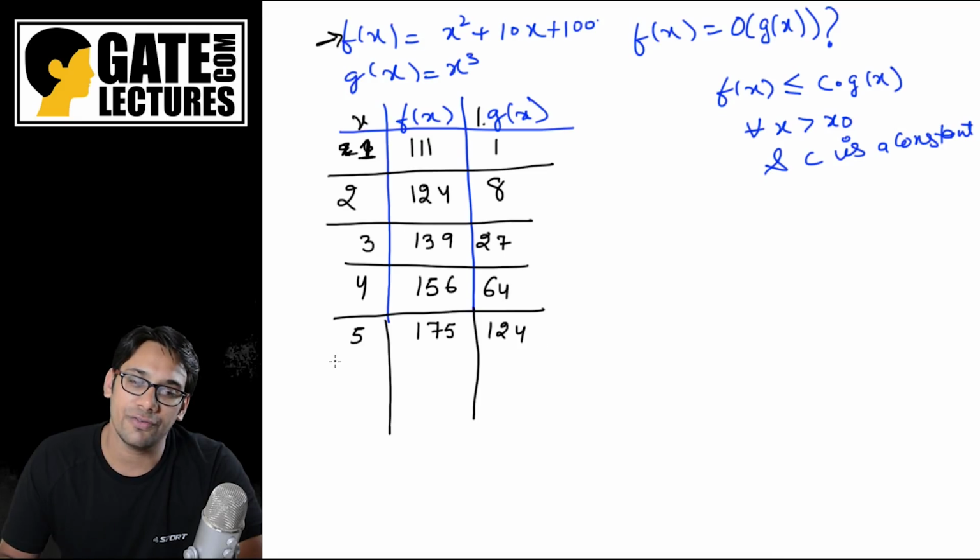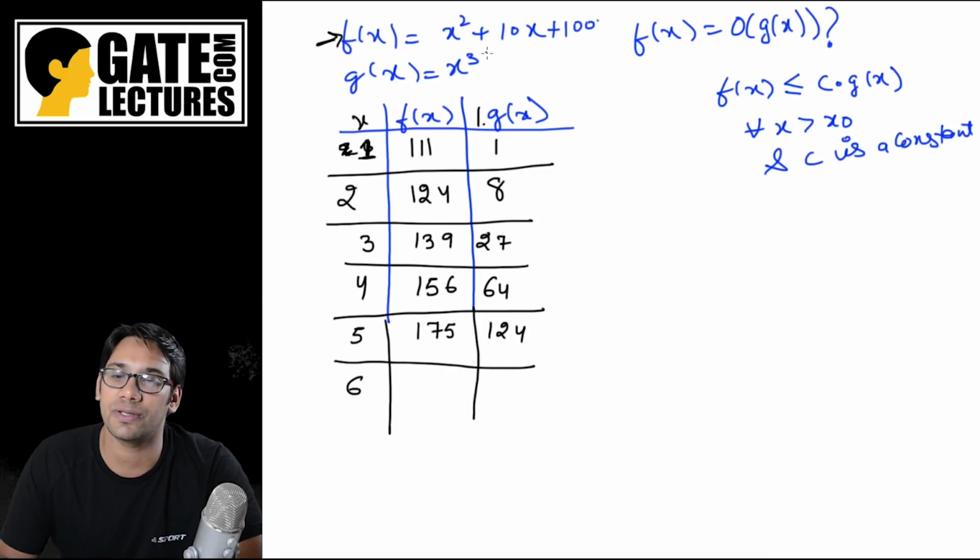Right? If the value of x is 6, in that case f(x) is going to give you 60 plus 36, which is 96, plus 100, which is 196. And in this case g(x) is going to give you some number, which is maybe 216, if I am correct. So 6 cube is 216.